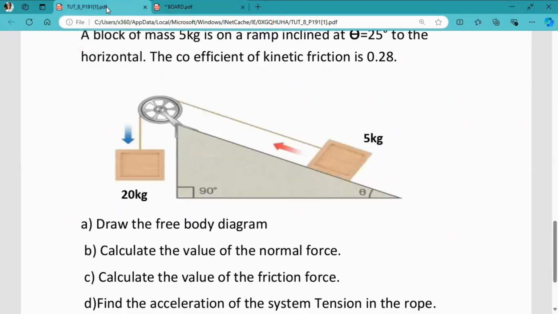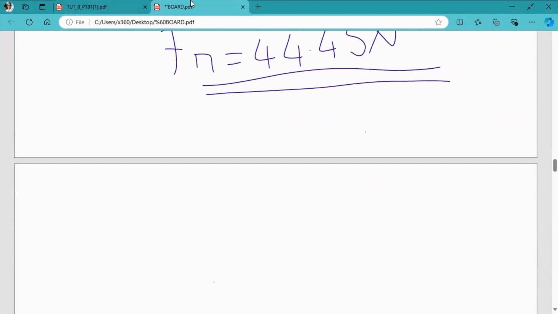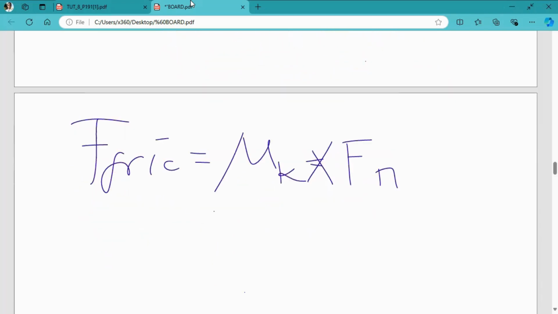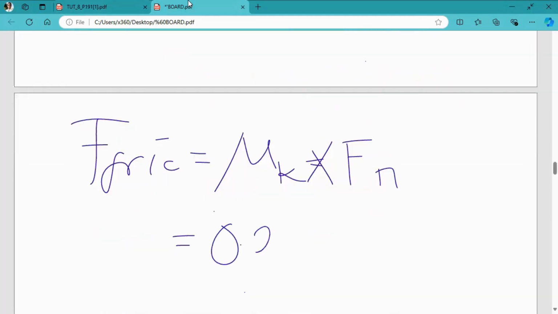Question C is saying calculate the value of the frictional force. So the frictional force is due to the normal force, and we say friction is equal to the coefficient of friction, which in this case is kinetic friction, multiplied by the normal force, Fn. So this will be equal to what? They've already given us the coefficient of friction, 0.28. So 0.28 multiplied by 44.45.